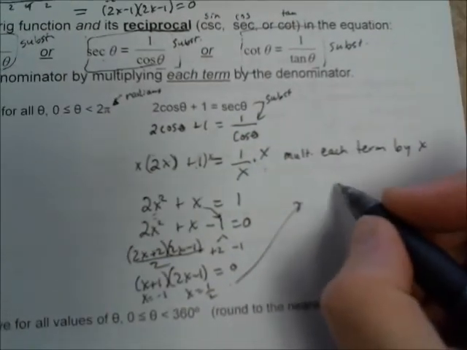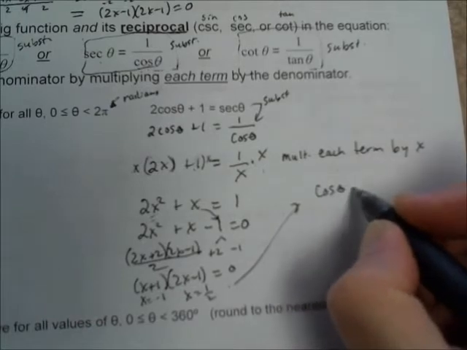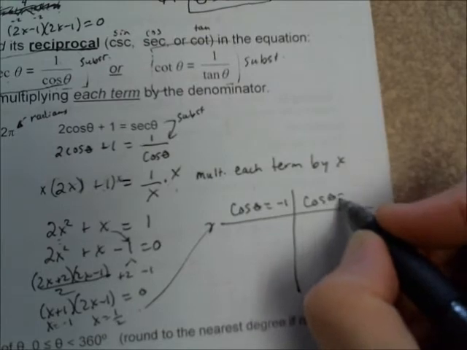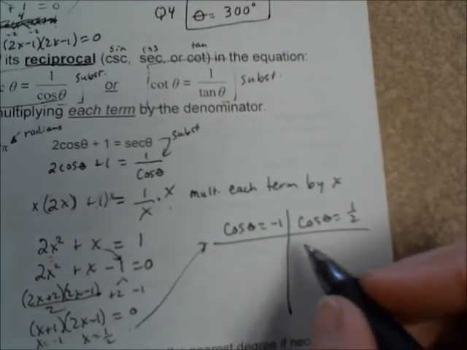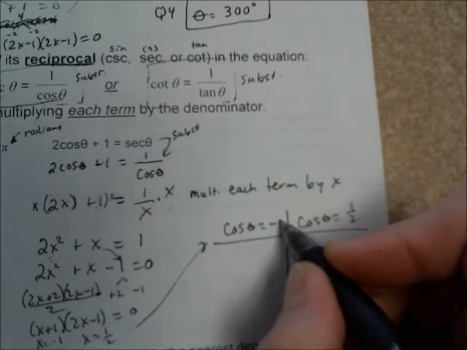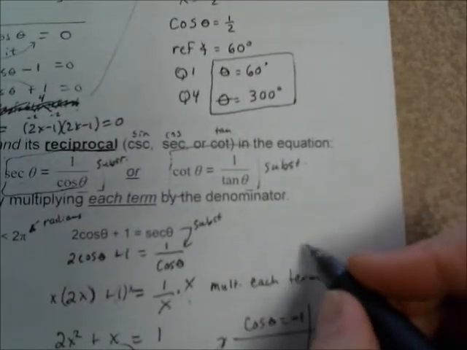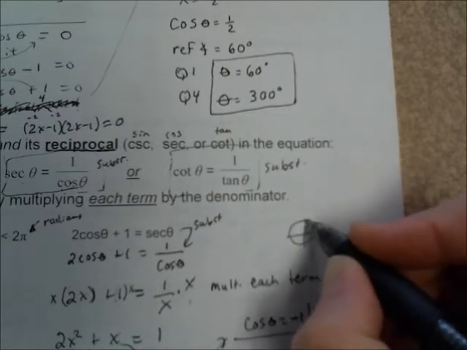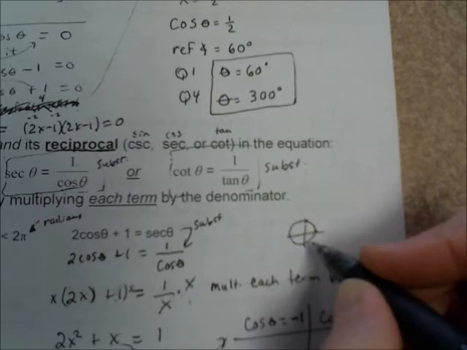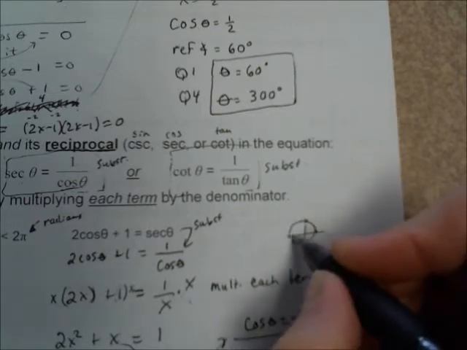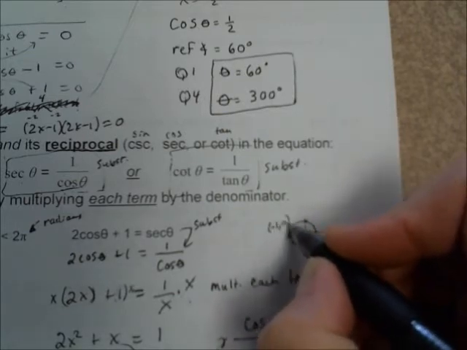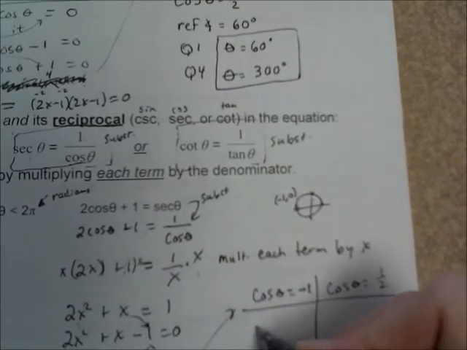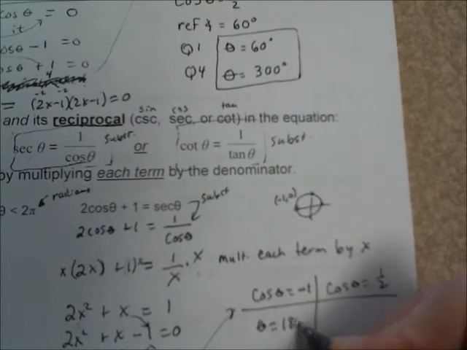So we'll set up our t-table. We'll say cosine of theta is equal to -1 on one side, and cosine of theta is equal to 1/2 on the other side. When sine and cosine are equal to positive or -1 or 0, you take a look at the unit circle and figure out which of these 4 major points has an x value equal to -1. Over here we have -1, 0. So this is 180 degrees. Cosine of theta equals -1 at 180 degrees.